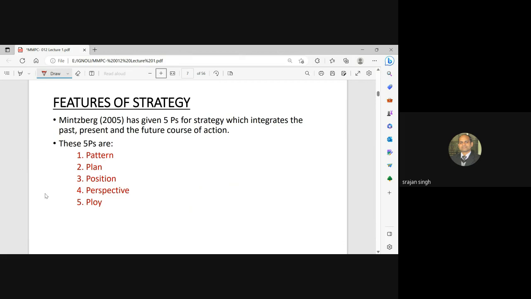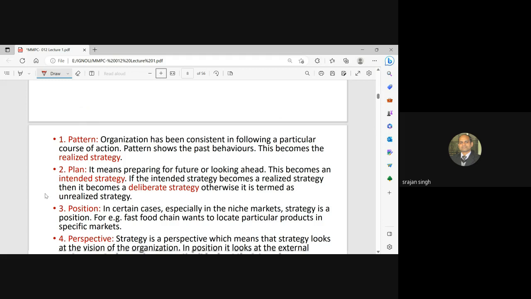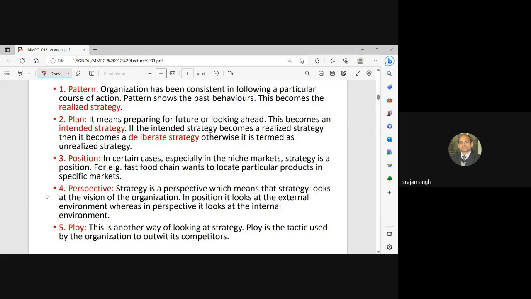Next, Mintzberg in 2005 has given 5 P's for strategies. They are pattern, plan, position, perspective, and ploy. The pattern: the organization has been consistent in following a particular course of action. Means pattern, particular course of action. Pattern shows the past behaviors. This becomes the realized strategy.